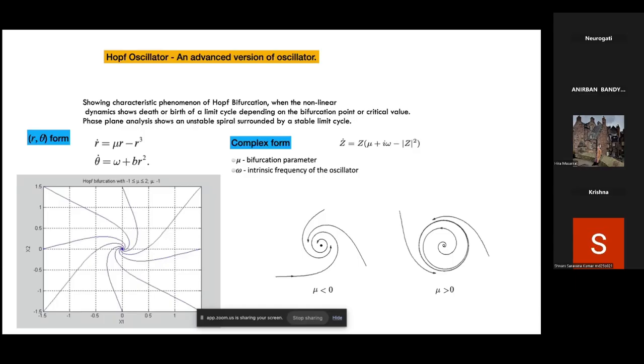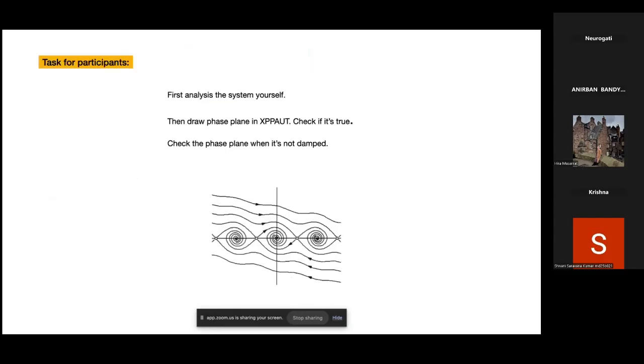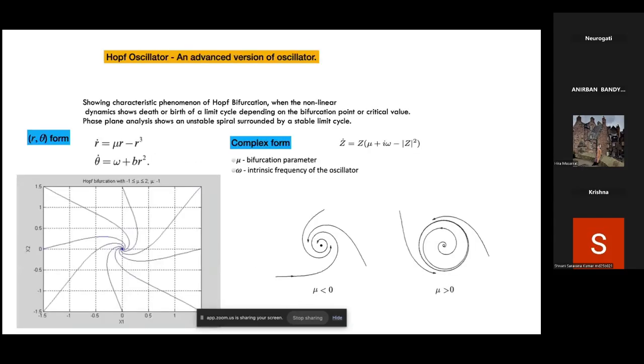When mu is less than 0, we'll see a spiral behavior, a decaying spiral. And when mu is greater than 0, we'll get a limit cycle. A limit cycle is nothing but a periodic solution. There's a little difference between the limit cycle and the closed orbit. Closed orbits are surrounded by other closed orbits, like a growing closed orbit 1, 2, 3, whereas a limit cycle is surrounded mainly by other trajectories, not by closed orbits.